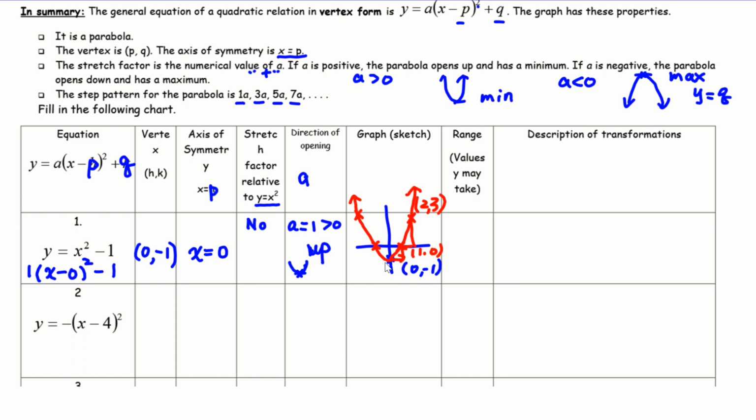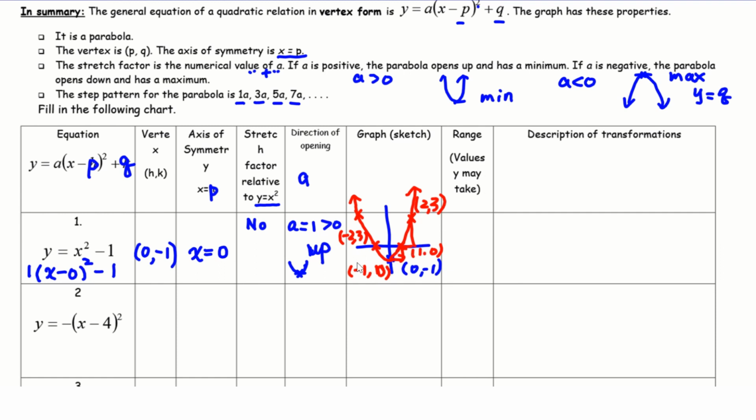So from the vertex, left one is x equals -1, up 1 gives you (-1, 0). Then left one from there gives you x equals -2, up 3 gives you (-2, 3). So these are the 5 points you are going to use to graph this quadratic function.